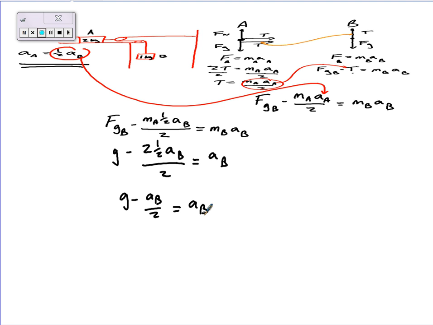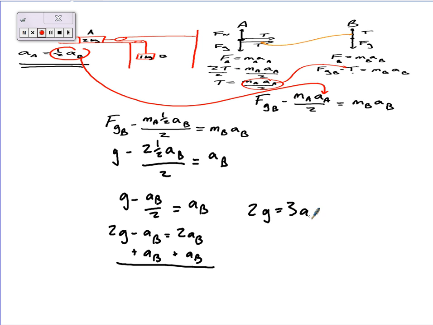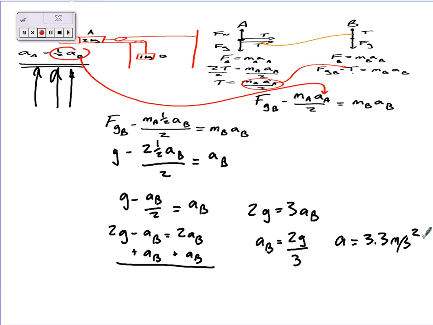I'm going to multiply everything by 2, so 2g minus a_B is equal to 2a_B. Add a_B to both sides, and you're going to end up with 2g is equal to 3a_B. So the acceleration of B is equal to 2g over 3. Multiply that out. Gravity is 9.8 meters per second squared times 2 divided by 3. You're going to end up with the acceleration being somewhere around 6.6. But we're actually looking for the acceleration of A. So if you finish that off, the acceleration of A, going all the way back to here, is half that of B. So the acceleration of A is going to be 3.3 meters per second squared. And I think that's going to cover it.